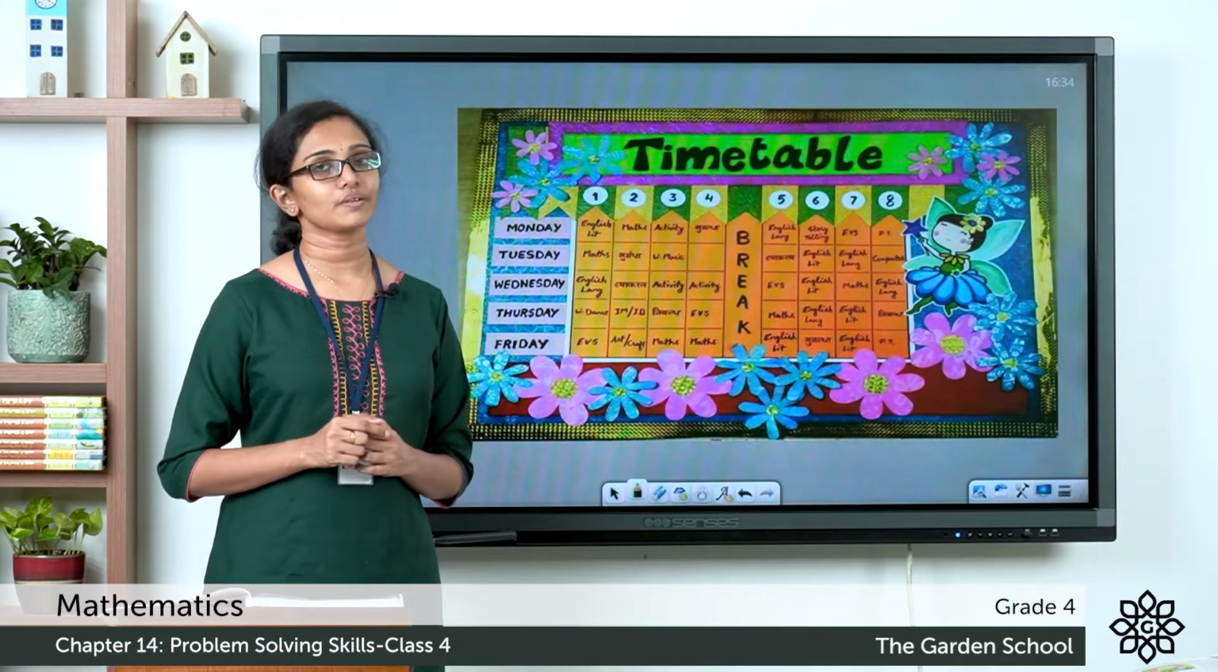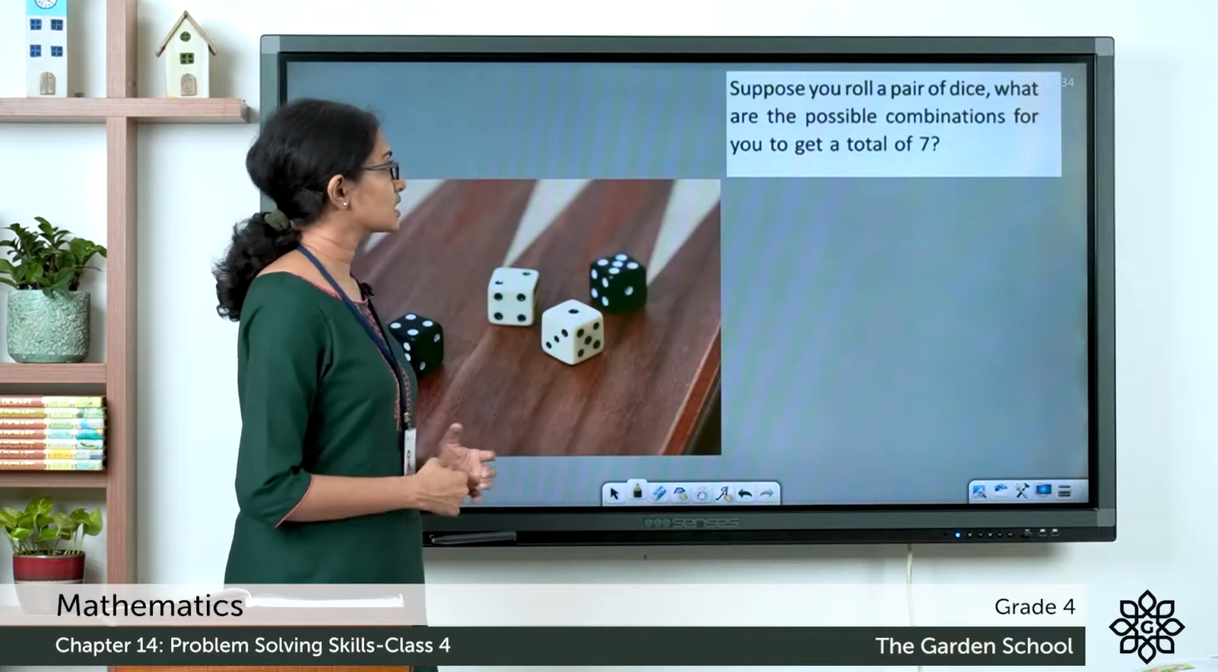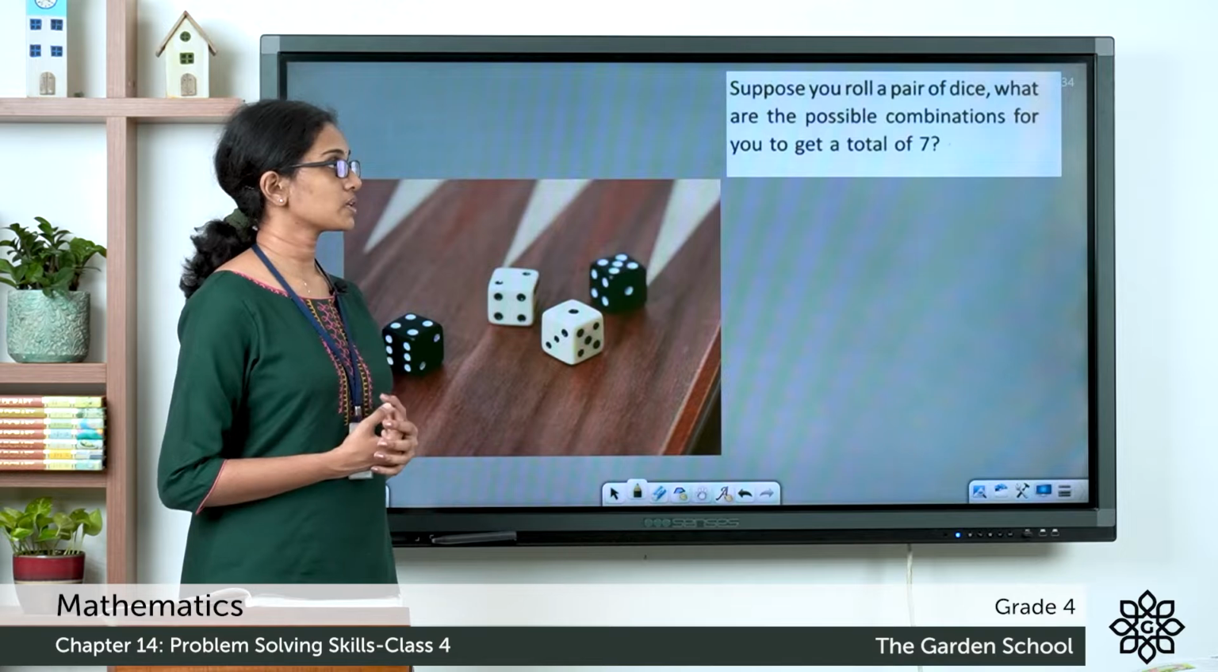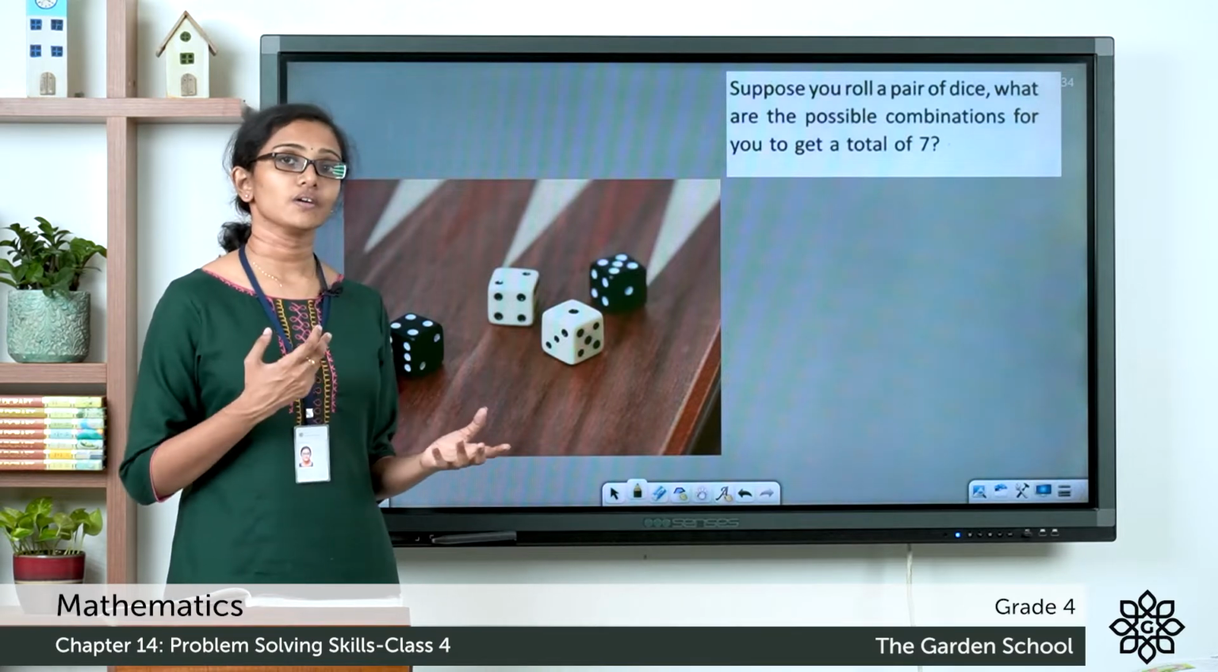So we'll see one example from your textbook. Here there is a question. Suppose you roll a pair of dice. What are the possible combinations for you to get a total of 7?